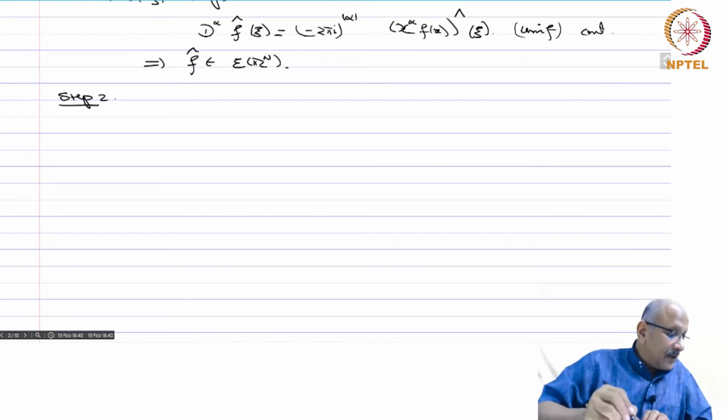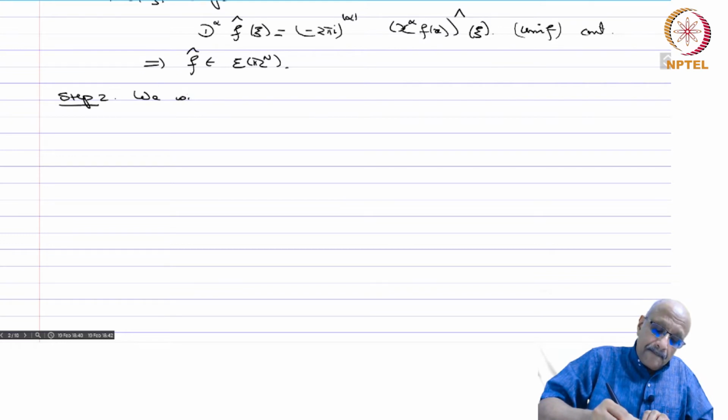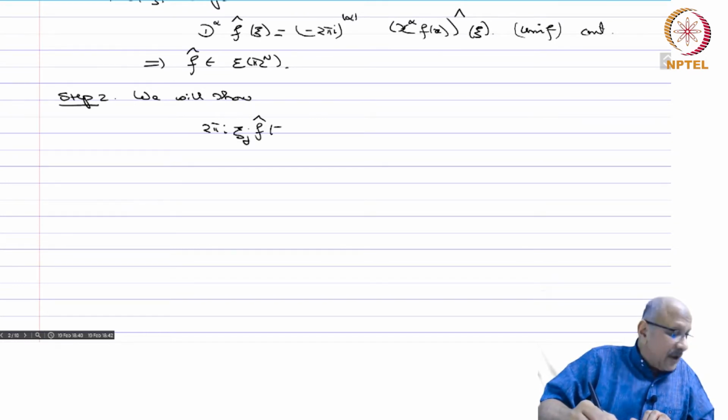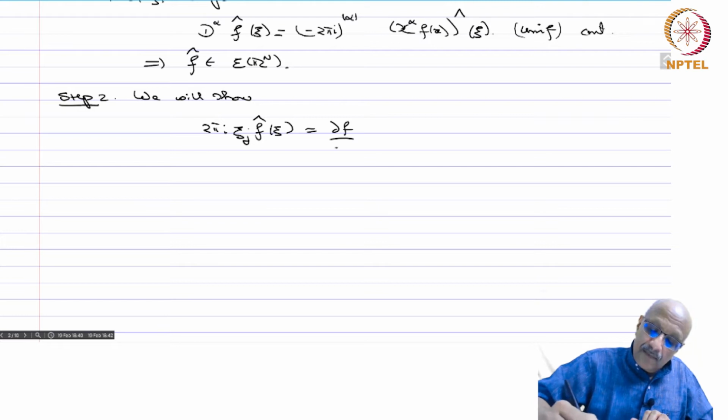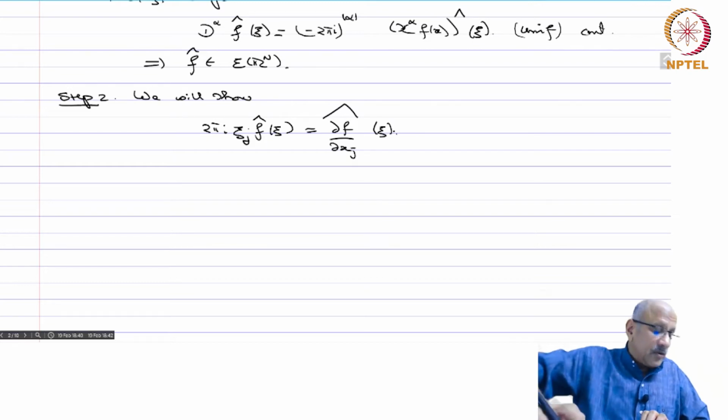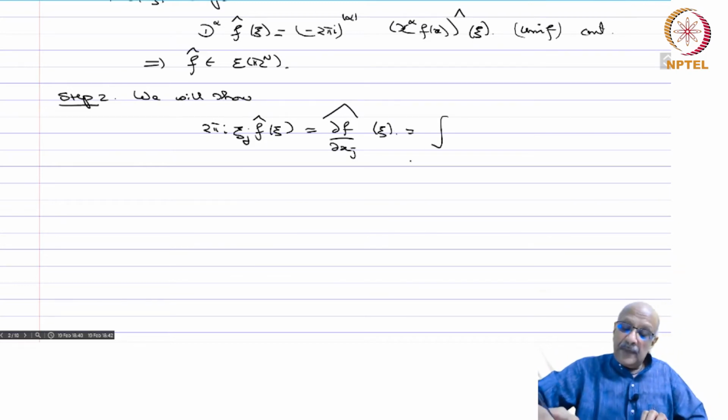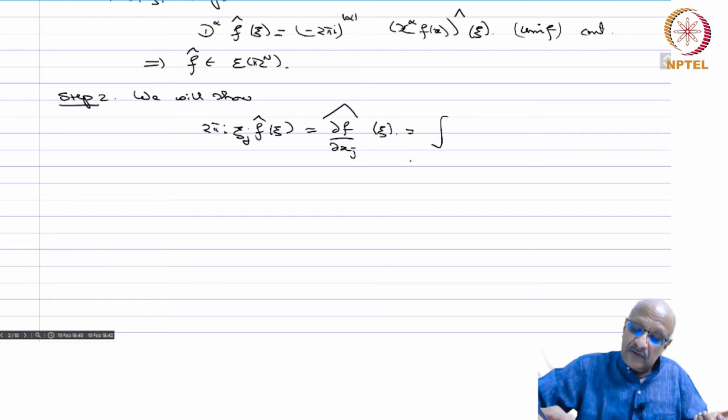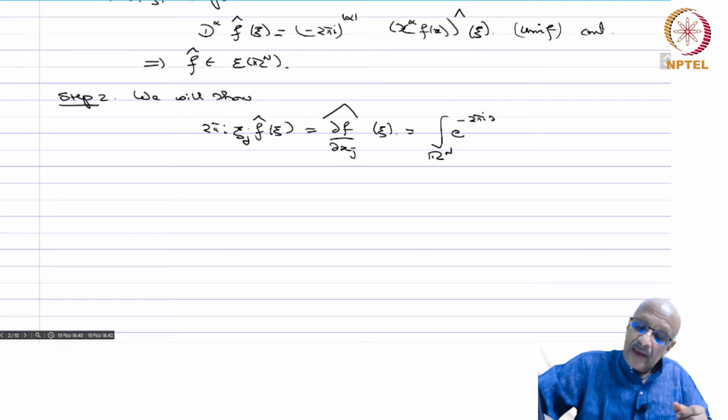Okay. So we will show 2 pi i psi_j f hat of psi is nothing but the Fourier transform of df/dxj at psi. By definition, df/dxj is again in S, because it is just a derivative of an S function. So this is again the integral over Rn of e^(-2 pi i x·psi) df/dxj at x dx.